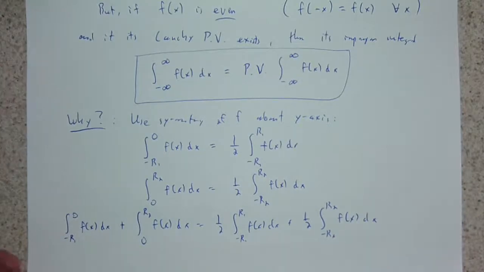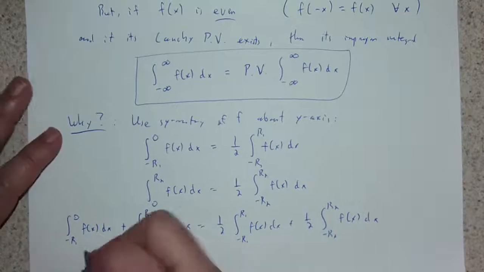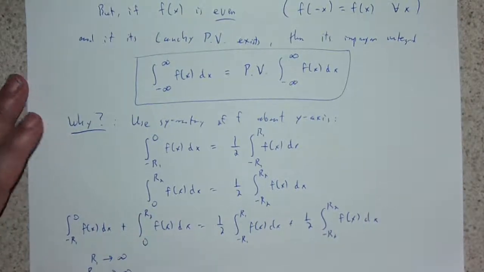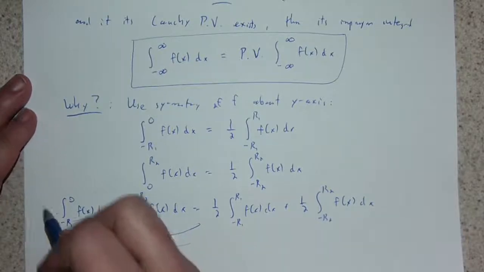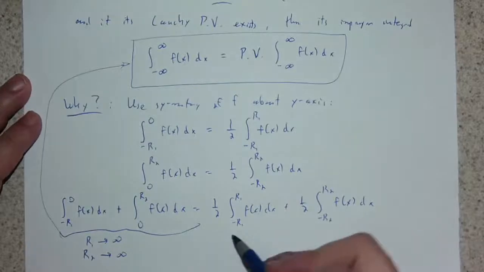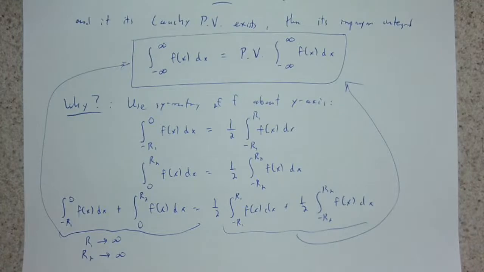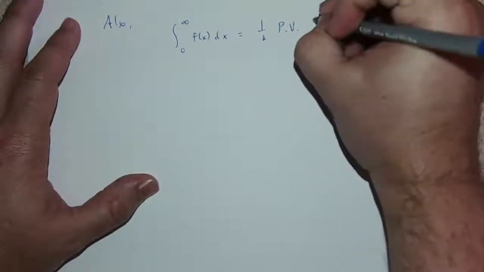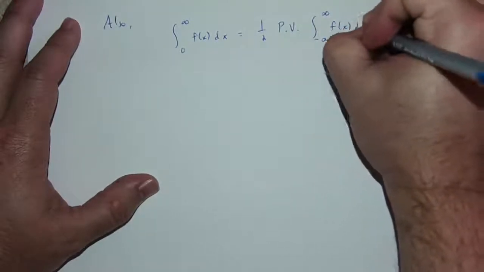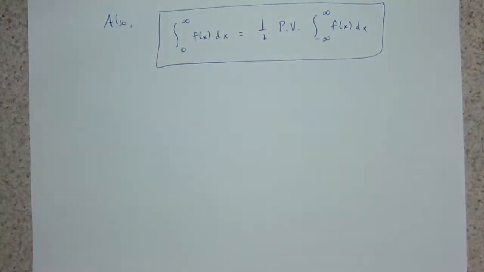So I can take the limit here as r sub 1 and r sub 2 go to infinity. What do I get? On the left-hand side, I get this thing I've boxed. And on the right-hand side, I get the Cauchy principal value. So also, directly from this, under the same assumption, so f is even and its Cauchy principal value exists, the integral from 0 to infinity of f of x dx can be computed as 1/2 the Cauchy principal value. Again, just directly from that fact.